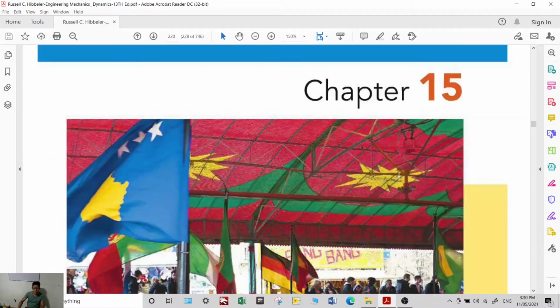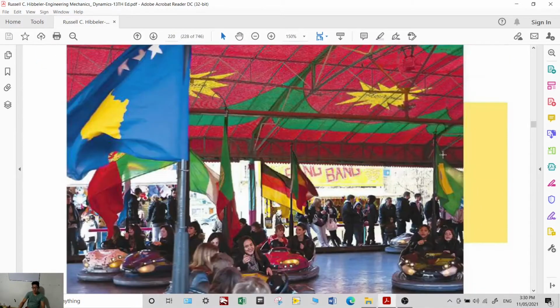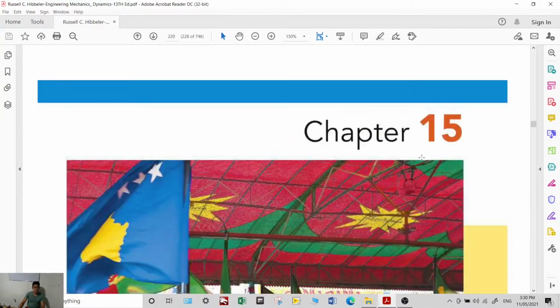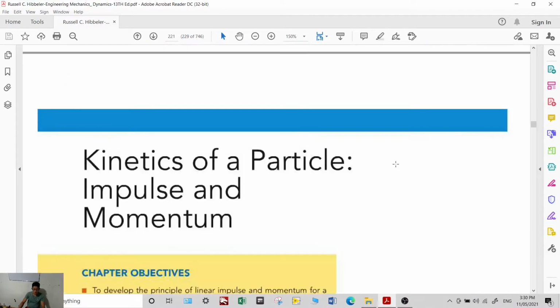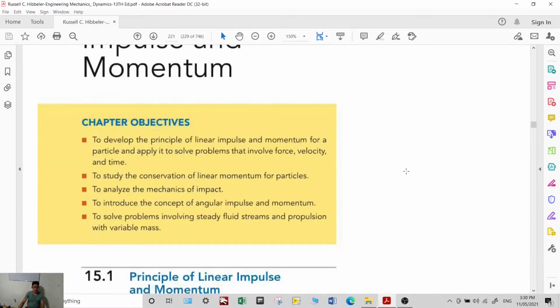Okay, good day. Today we will be studying. We're now in chapter 15, and we're going to discuss the kinetics of a particle, about impulse and momentum. Okay, the objective of this chapter is to develop the principle of linear impulse and momentum. Now, this is applicable in solving problems that involve force, velocity, and time. Okay, so we'll be studying momentum, impulse, and the conservation of linear momentum for particles.